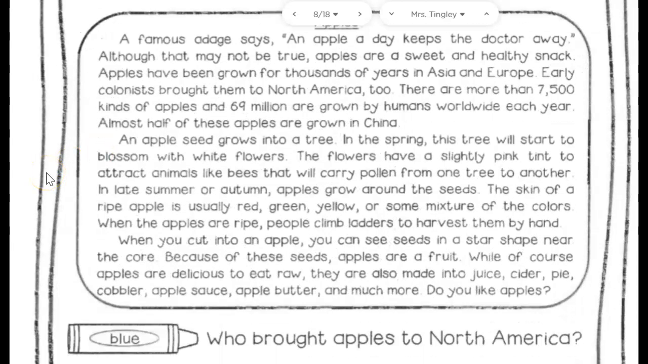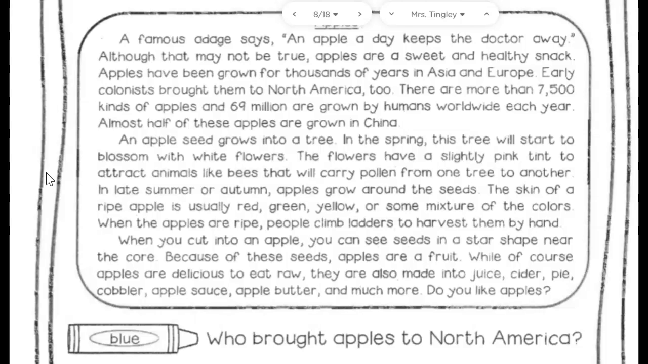An apple seed grows into a tree. In the spring, the tree will start to blossom with white flowers. The flowers have a slightly pink tint to attract animals like bees that will carry pollen from one tree to another. In late summer or autumn, apples grow around the seeds.